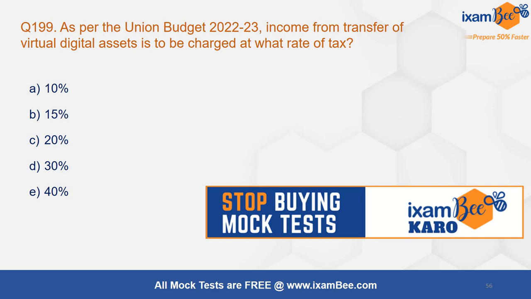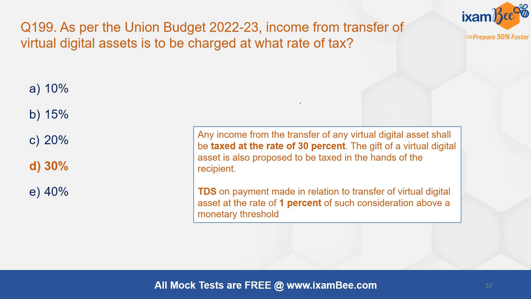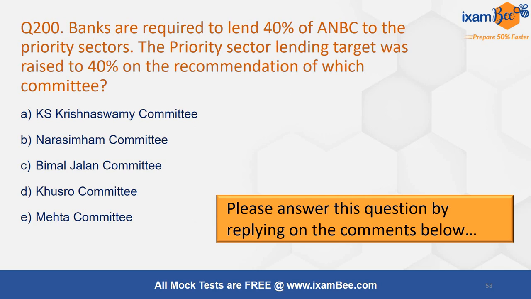As per the Union Budget 2022-23, income from transfer of the virtual digital asset is to be charged at what rate of tax? And what are these virtual digital assets? The correct answer here is 30%. Any virtual digital asset shall be taxed at 30% on the income or gain from these. TDS on payment made in relation to the transfer of virtual digital assets is at the rate of 1%. Your cryptocurrency will come into this, and you have to answer this question.